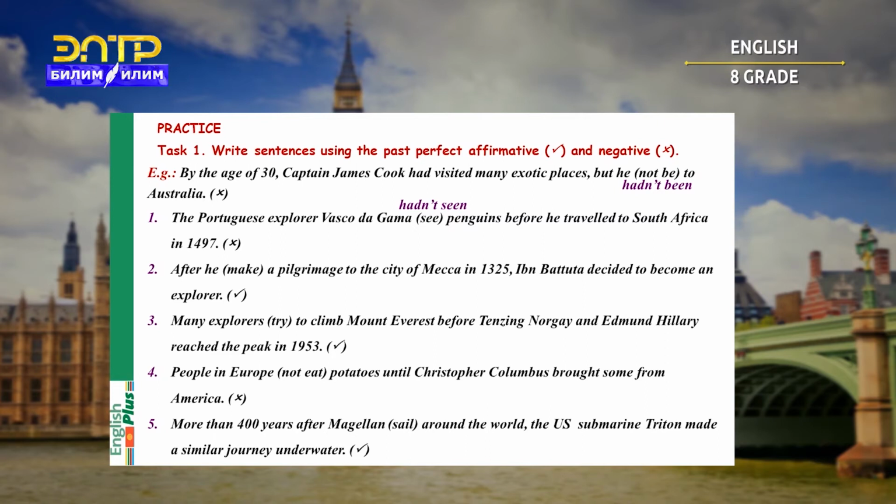Sentence number 2 is positive. The verb make is irregular as well, so we should put it into past perfect affirmative form. Had made. After he had made a pilgrimage to the city of Mecca in 1325, Ibn Battuta decided to become an explorer.